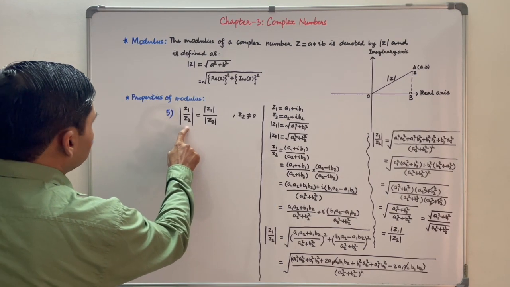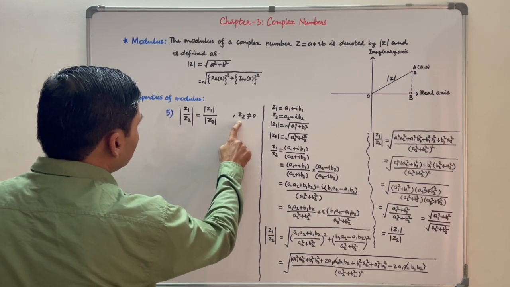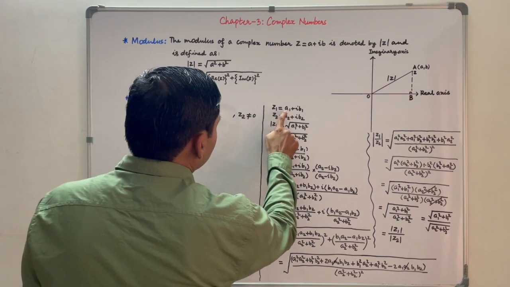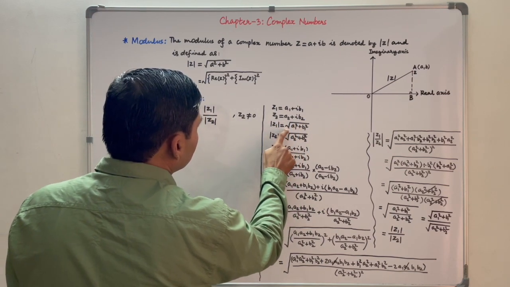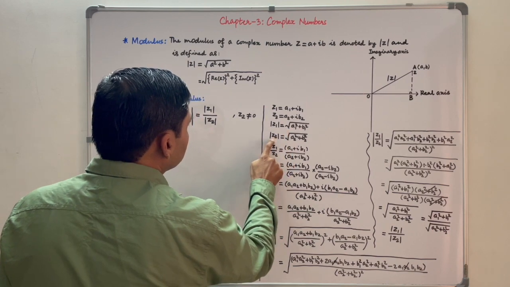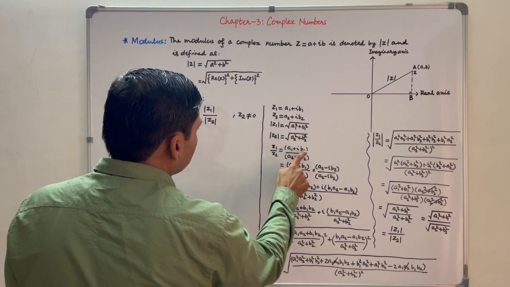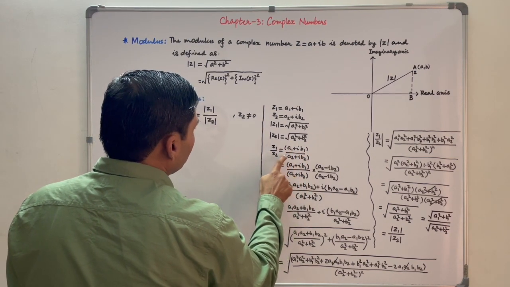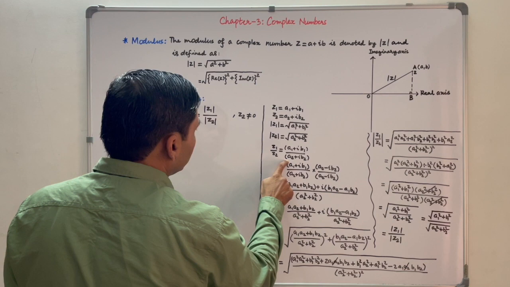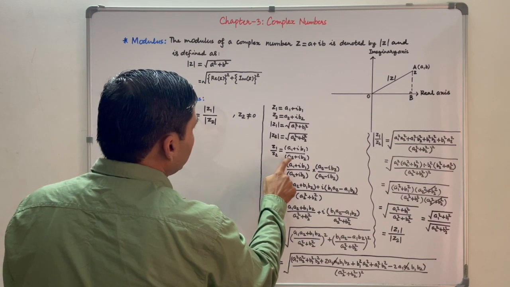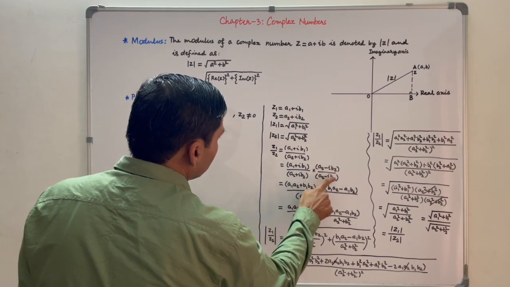Fifth property: |z1 by z2| is equal to |z1| upon |z2|, where z2 should not be equal to 0. Suppose z1 is equal to a1 + ib1 and z2 is equal to a2 + ib2. So |z1| is equal to √(a1² + b1²) and |z2| is equal to √(a2² + b2²). z1 by z2 is equal to (a1 + ib1) upon (a2 + ib2). Now we will rationalize the denominator by multiplying both numerator and denominator by the conjugate of the denominator. The conjugate of the denominator will be a2 − ib2. So numerator and denominator will be multiplied by a2 − ib2.